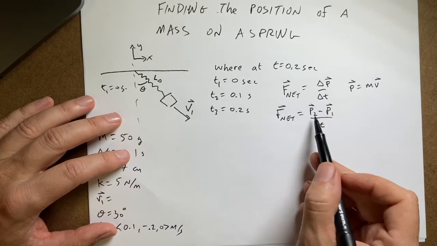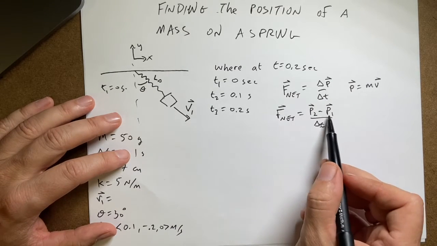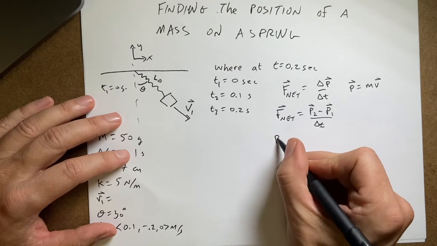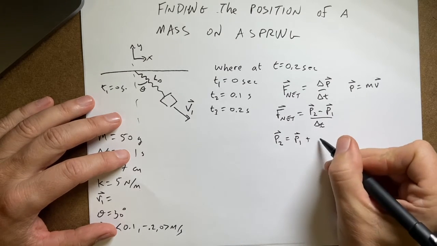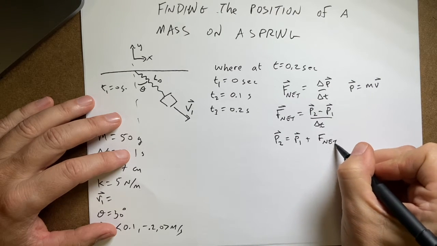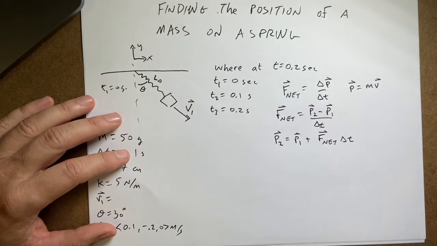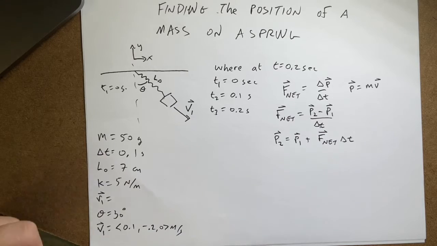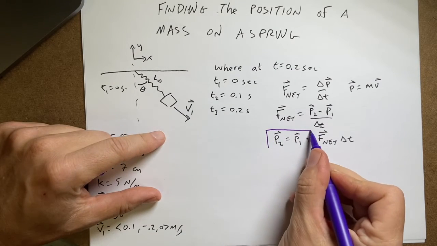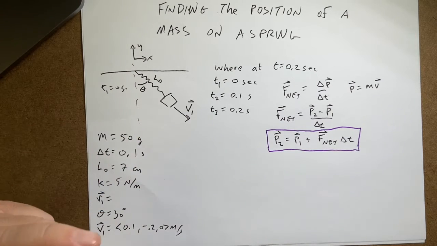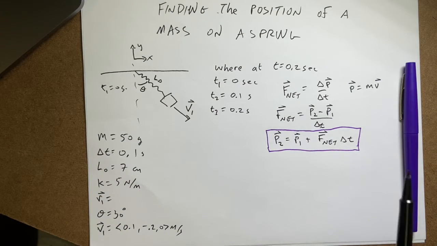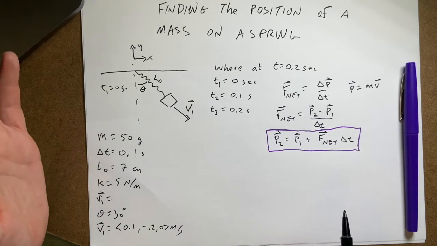over delta t. So then if I multiply both sides by delta t and add P1, I get the following. P2 equals P1 plus F net delta t. That is a super, super, super important equation. So important, I'm going to put a box around it, a purple box. Look at that. Now we have color. I like that. Now I'm going to need to find the force, but let's just move on for a second because I really care about the position.